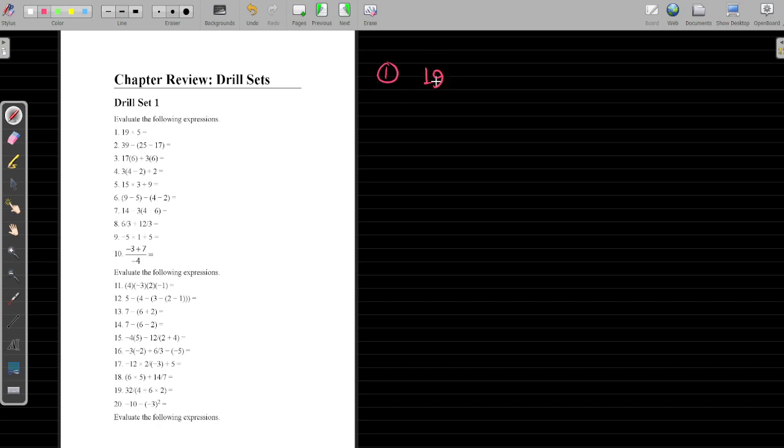So now 19 multiplied by 5. What does it mean? You need to multiply this. So 9 multiplied by 5 means 45. 5 multiplied by 1 plus 4 means 9. Then number 2, 39 minus 25 minus 17. So 39 is here, minus 25 minus 17 means 8. So 39 minus 8 minus 8 equals 31.